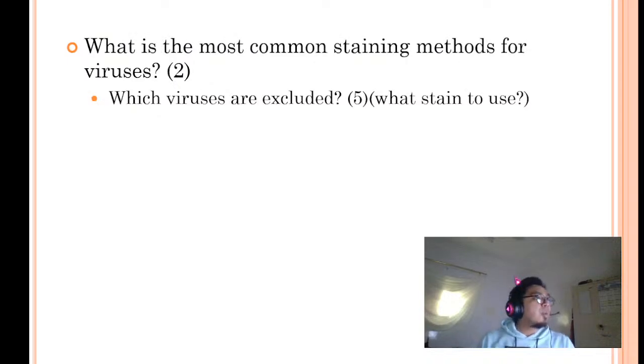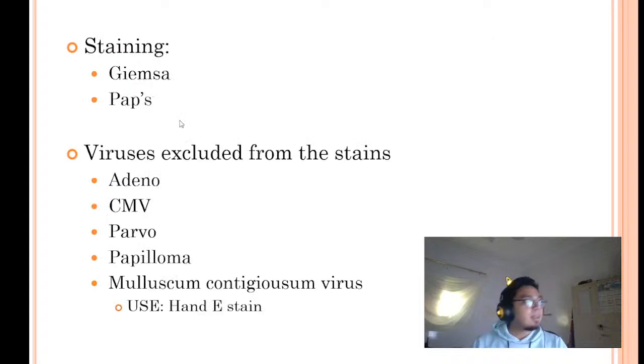Now, the most common staining methods for viruses are actually Giemsa and Pap stains. Okay, it's Giemsa and Pap, and the viruses that are usually detected from stains are their viral inclusions that can be stained, these things.